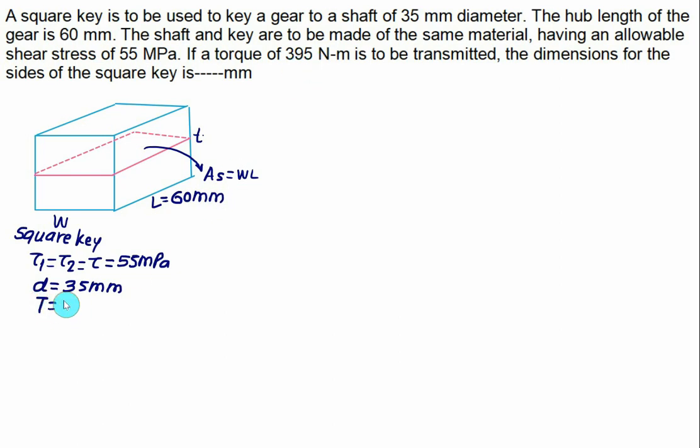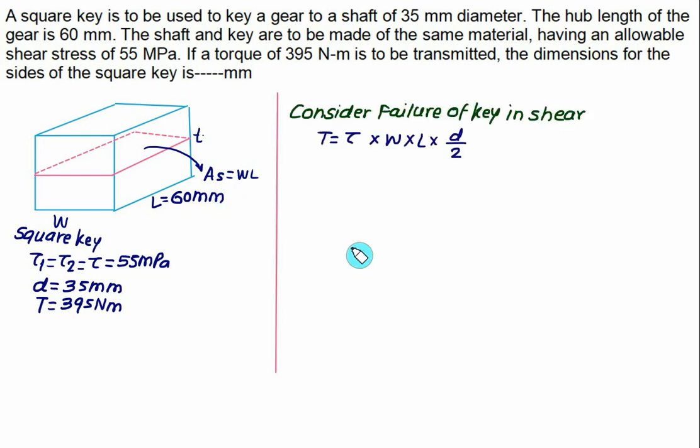So we have torque equal to 395 Newton meter. The dimensions of the sides of the square you have to calculate, that is the value of W and T. So in shear, this area represents the shear area, that is equal to W multiplied by L. So we'll consider here the failure of a key in shear. So we have torque is equal to tau multiplied by shear area W into L multiplied by D by 2.